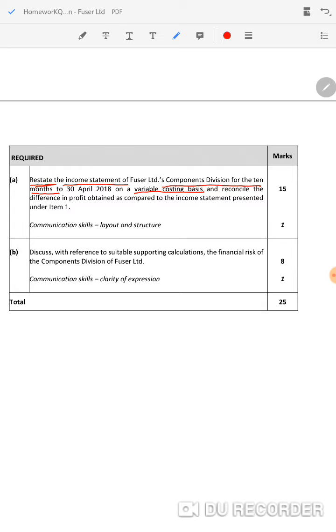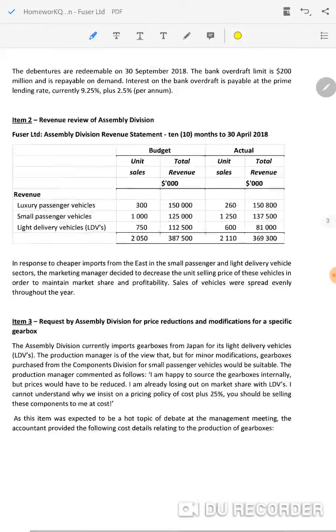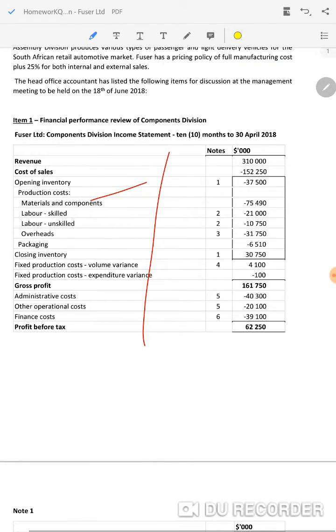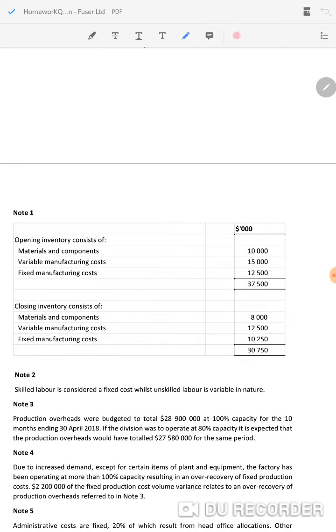Something interesting is coming through there. As I'm using the variable costing basis, I need to ask myself: the original income statement in the case study was prepared using what basis? If you go up in our case study, it is apparent that it was prepared using the absorption costing basis. How did I pick that up? Because if I look at how inventory was valued, opening stock note 1, it includes the 10,000 variable material components, variable manufacturing costs, as well as fixed manufacturing overhead.